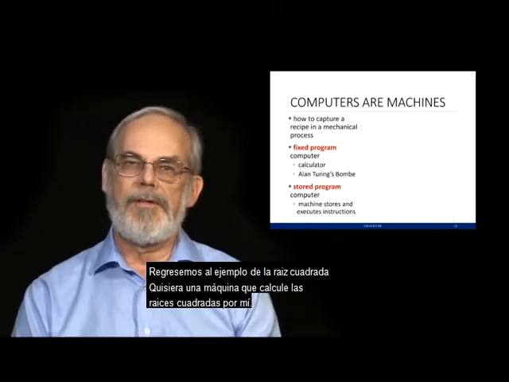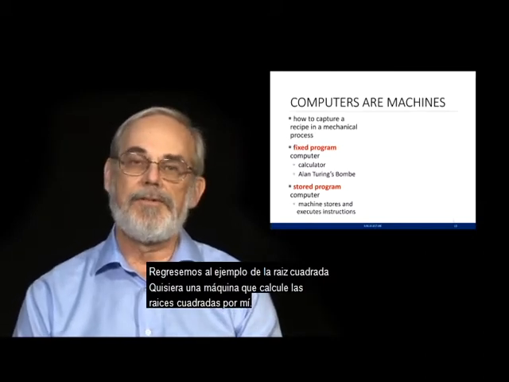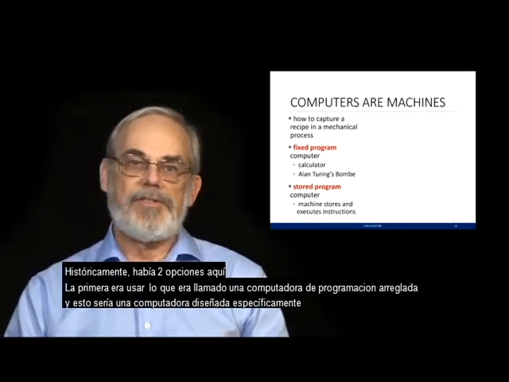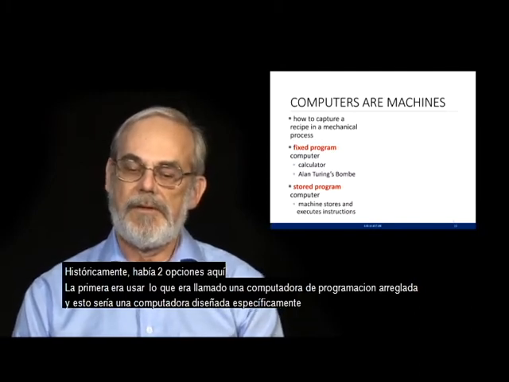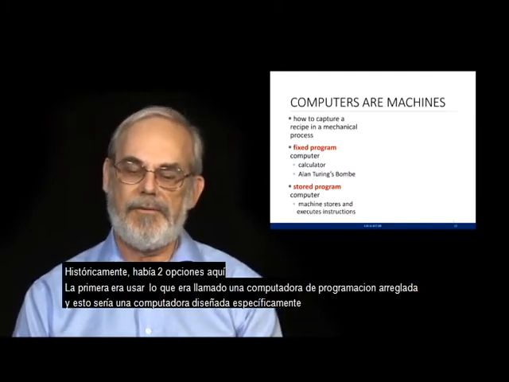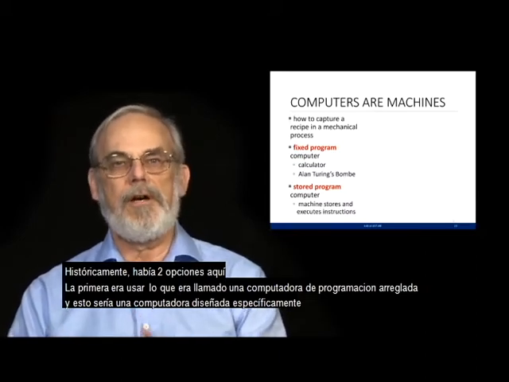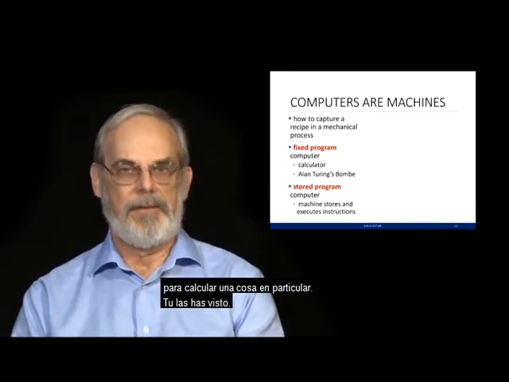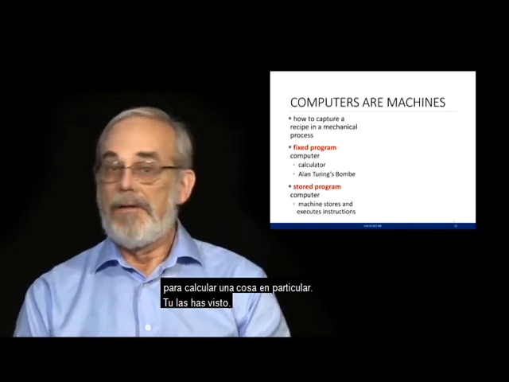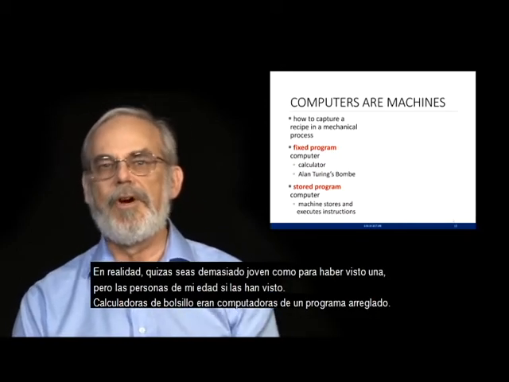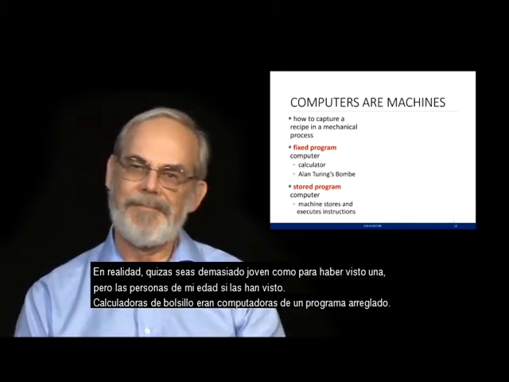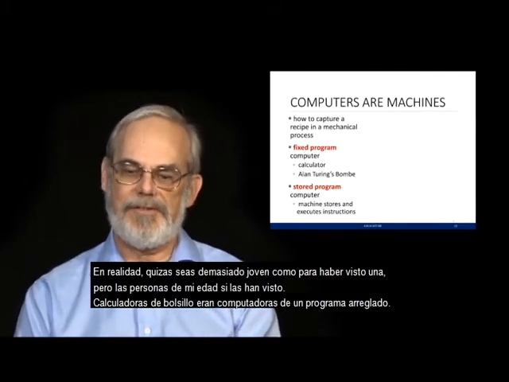Go back to my square root example. I'd like to get a machine that's going to compute square roots for me. Historically, there were two choices here. The first one was to use what was called a fixed program computer. And this would be a computer designed specifically to calculate a particular computation. You've actually seen them. You may be too young to have seen them, but people my age have seen them. Handheld calculators were a fixed program computer.